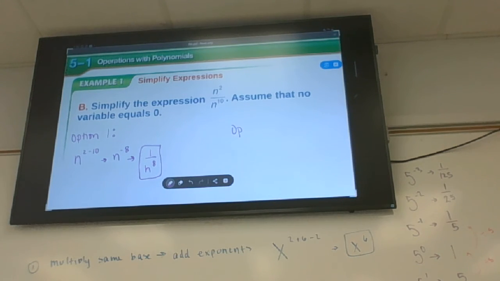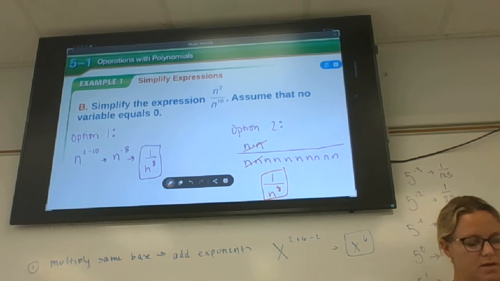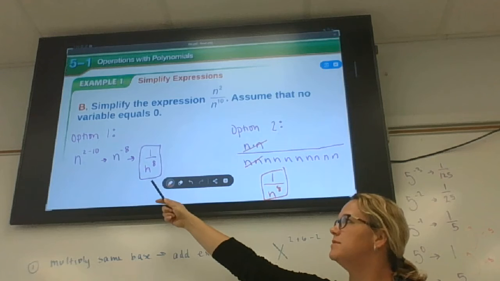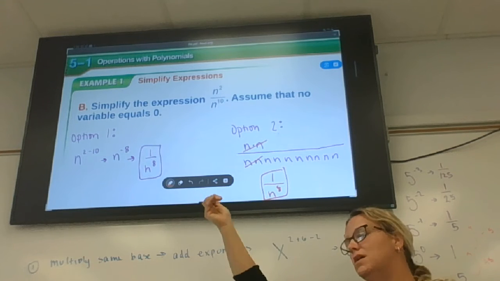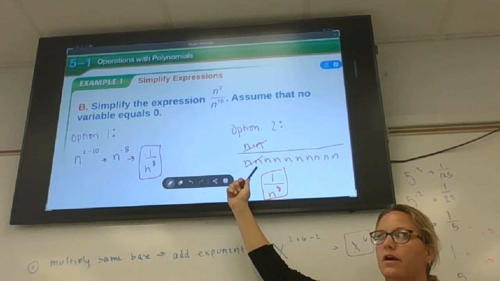Option 2. This can be done completely in your head. You can think about two up top, ten down below. Two will cancel. There's nine on top, so I just put a one. And there's eight down below. These things are equivalent. Just different ways of looking at it. Sometimes these negative exponents mess people up. So I like to show this way. If you can understand this way, it's almost a little better than this. What you're doing in subtracting is canceling out, right?